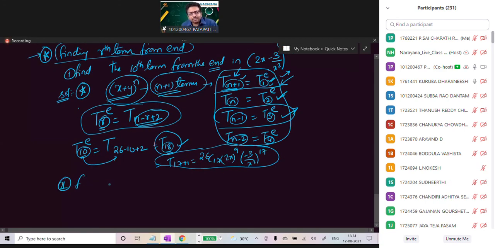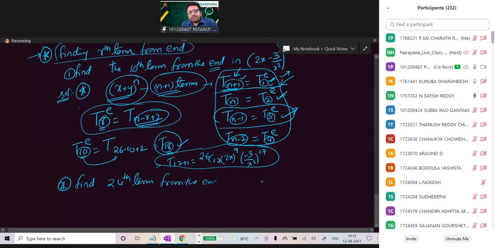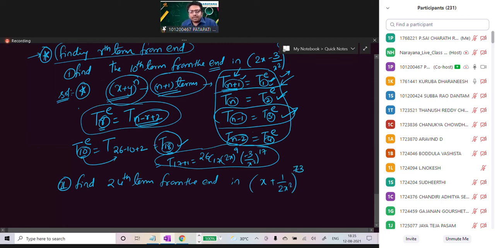Find the 24th term from the end in, so take from starting, (x minus (x plus 1) by 2x square) whole power 73. Okay.